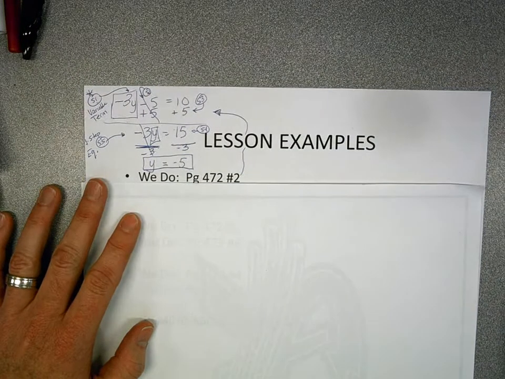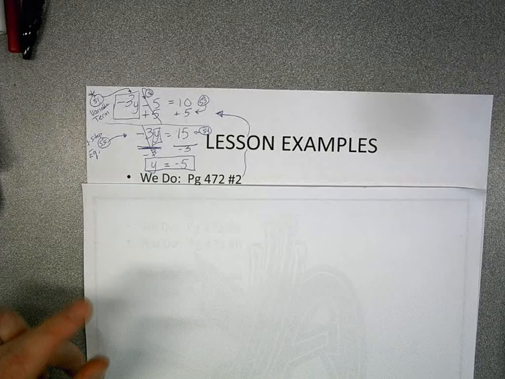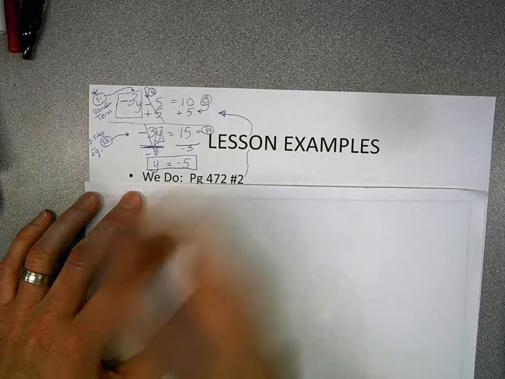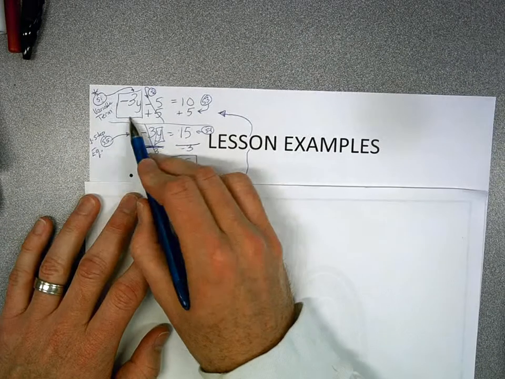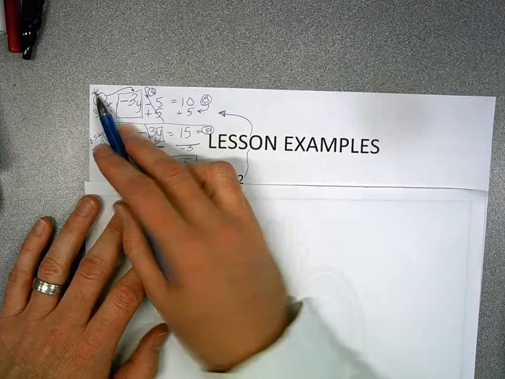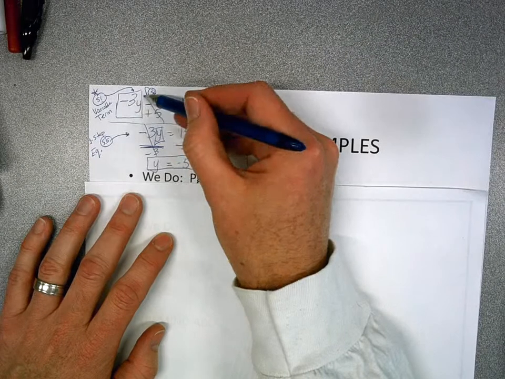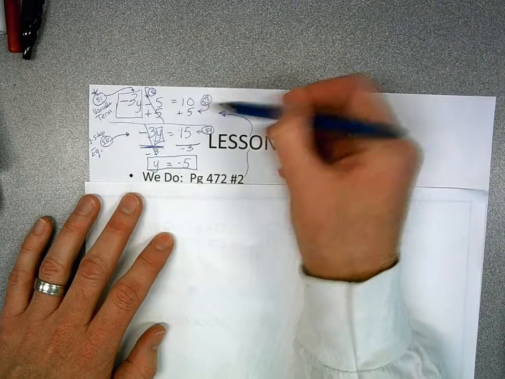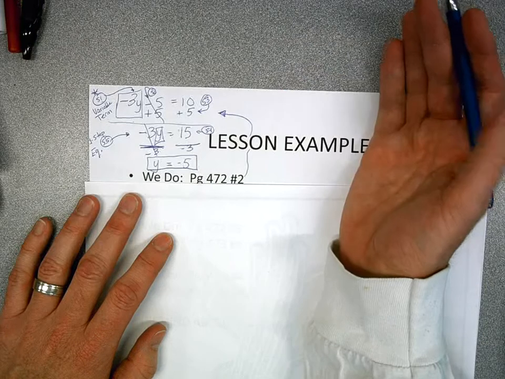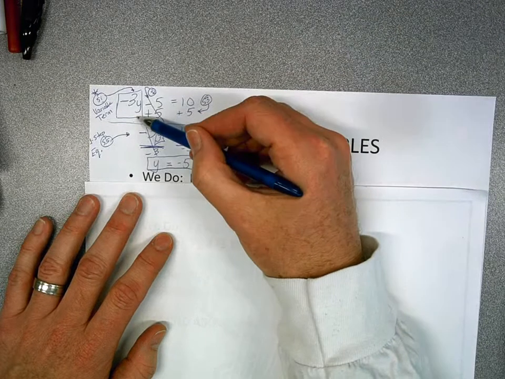Now, I do want to point this out. A couple of things that are very important. Make sure that we're boxing in the variable term. That's why we put the star up here. Because a lot of times people box in just the variable, and then they divide both sides by -3, and it affects the whole problem. So it's the variable term first.